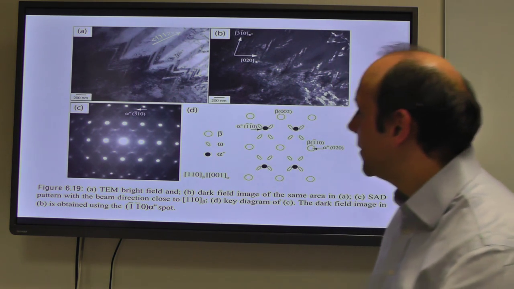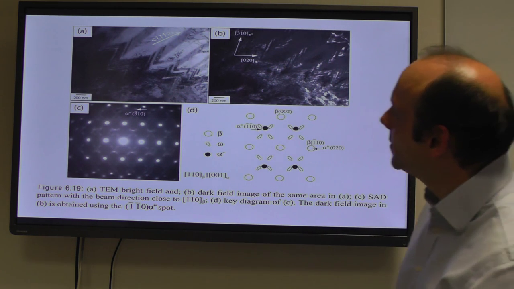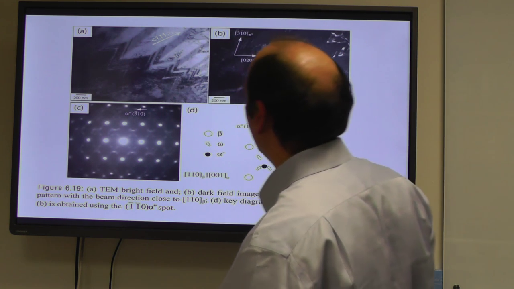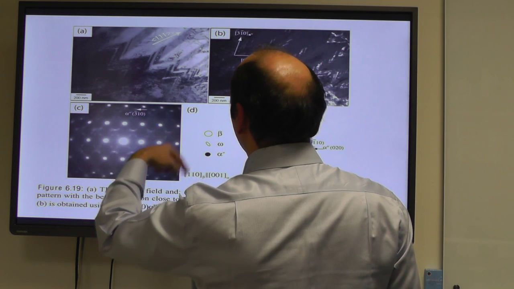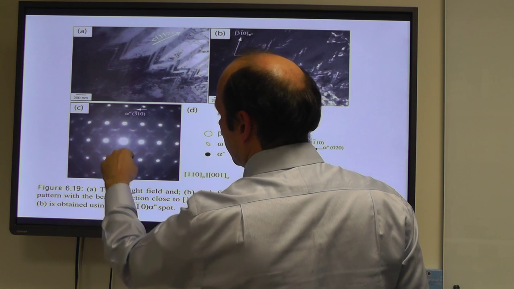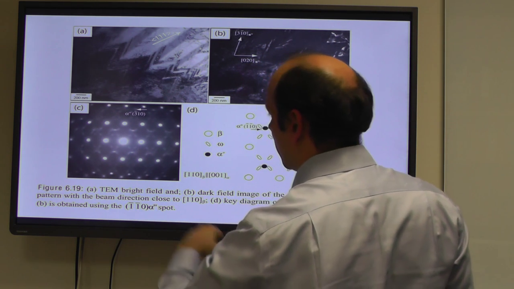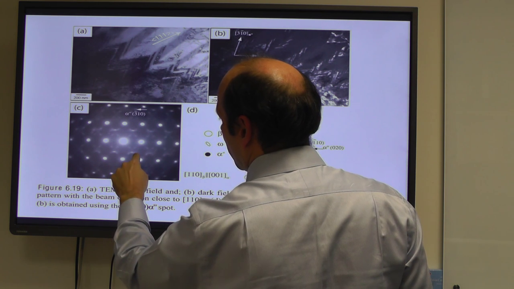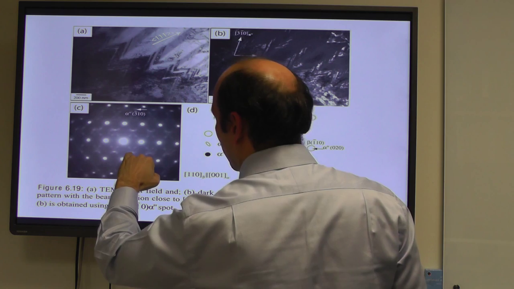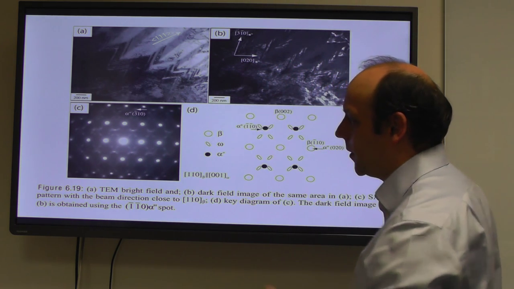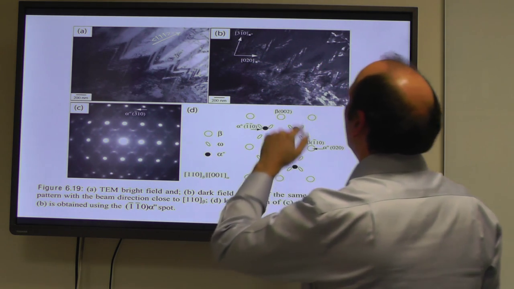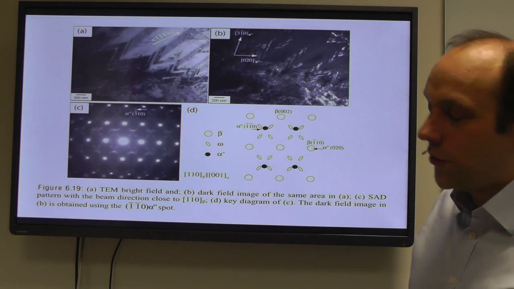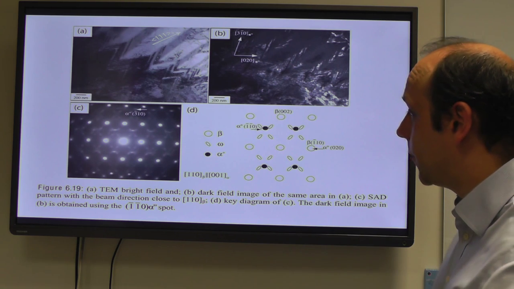If you look in TEM afterwards, then you can see these chevron structures. And if you go and look in dark field, this is looking down the 113 zone. This is looking down the 110 zone. It's not quite distorted enough. You've got these four peaks here, which are the omega. And in between, there's a little spot, which is your alpha double prime. If you form an image with that little spot, then you can light up particular variants of the alpha double prime, so you can see it in TEM as well.